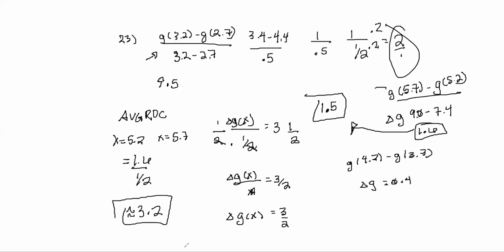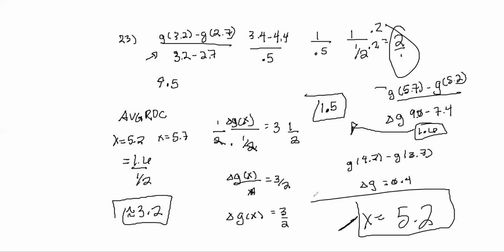So the value of x where g of x appears to be closest to 3 is 5.2, 5.7, something like that. I would go with 5.2 because that's where it starts, and the line would kind of go like that. But I would just say 5.2. Did that make sense?